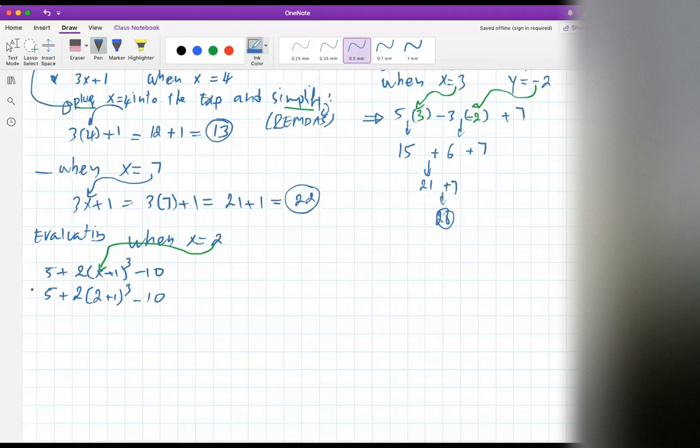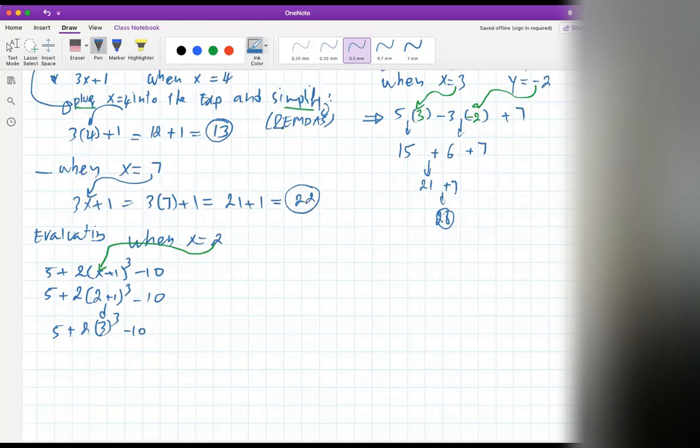So again, according to PEMDAS, what do we do first here? Parentheses. Always look inside the parentheses. If there is something to do, you can add these two together, and everything else stays the same. Bring it down, minus 10. Okay, we're done with the parentheses.